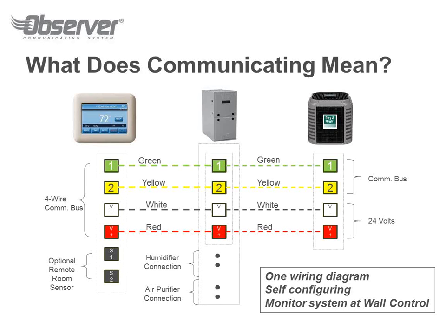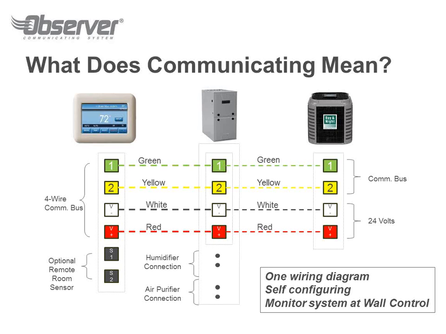This is what a typical wiring scenario would look like for an Observer communicating system. So in that first column there, we have the Observer control itself, and it has 4 terminals on it. Actually, it has 6 terminals, but for right now, we're going to ignore S1 and S2. That's an optional sensor, and we'll talk about that in a little bit. But you've got the first 4 terminals there: green, yellow, white, and red. White and red are 24-volt power that it gets from the furnace circuit board's transformer in order to power up the thermostat. Green and yellow are the communication cable, so everything else is happening on green and yellow.